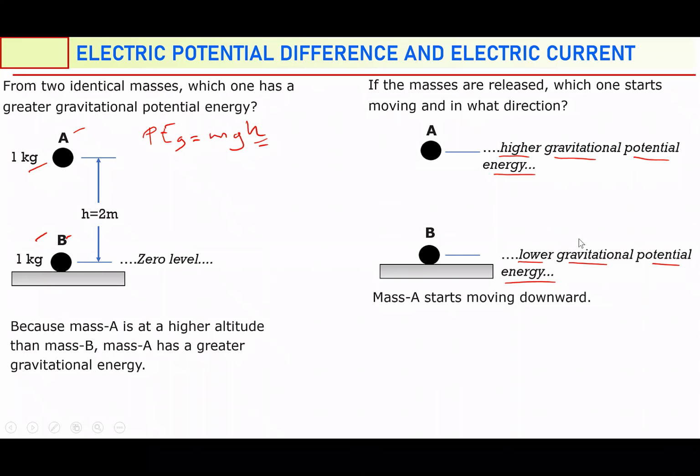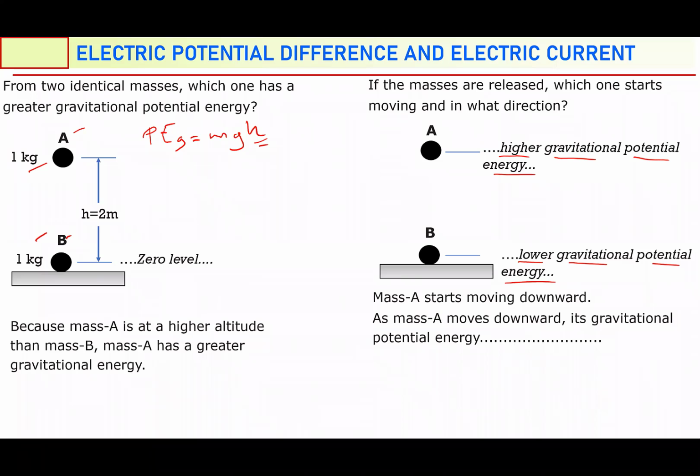Everybody knows that. So why? Why is it like this? You can answer my question. Gravitational force is taking A down. But this is one explanation. By using gravitational force, we can explain it. But there's one more way of explaining why mass A moves downward.